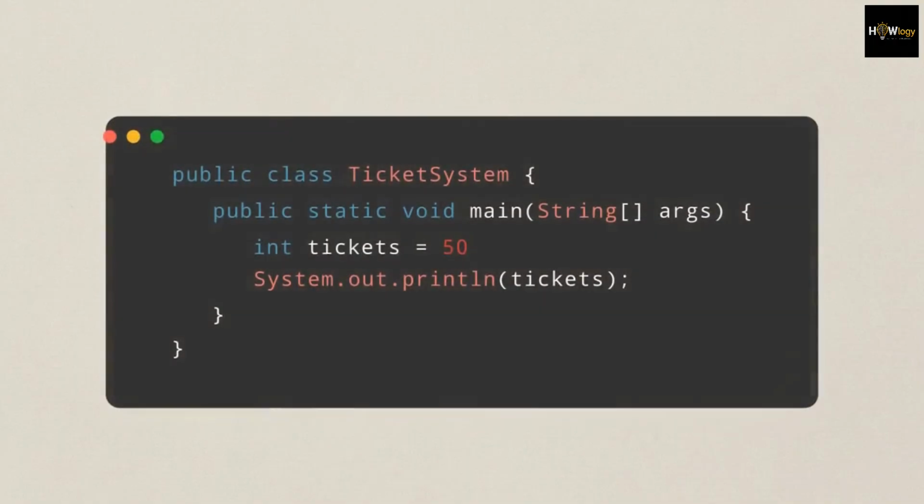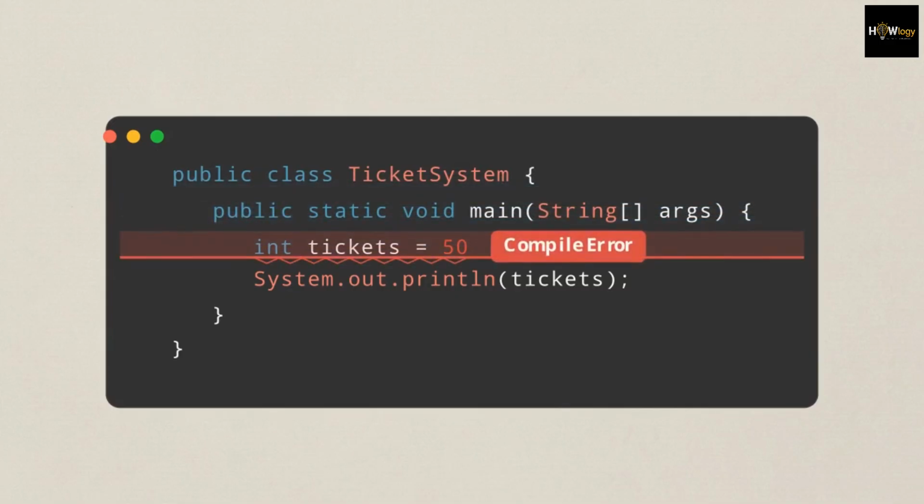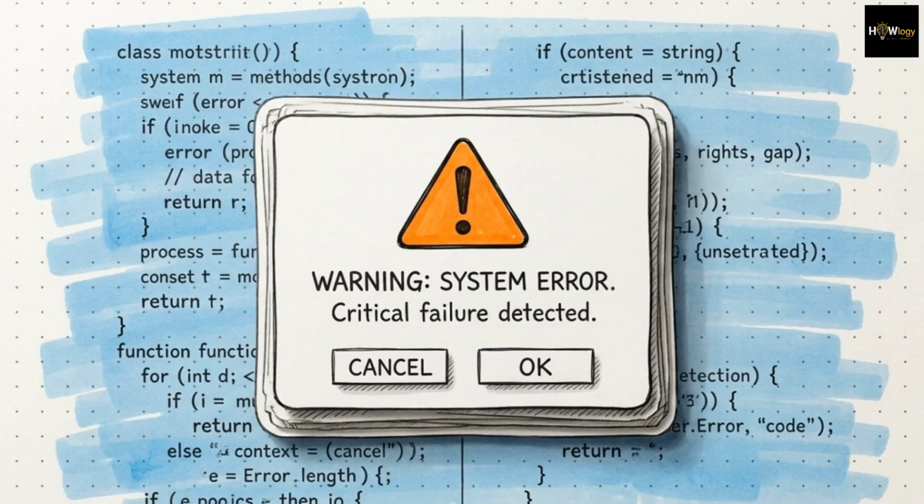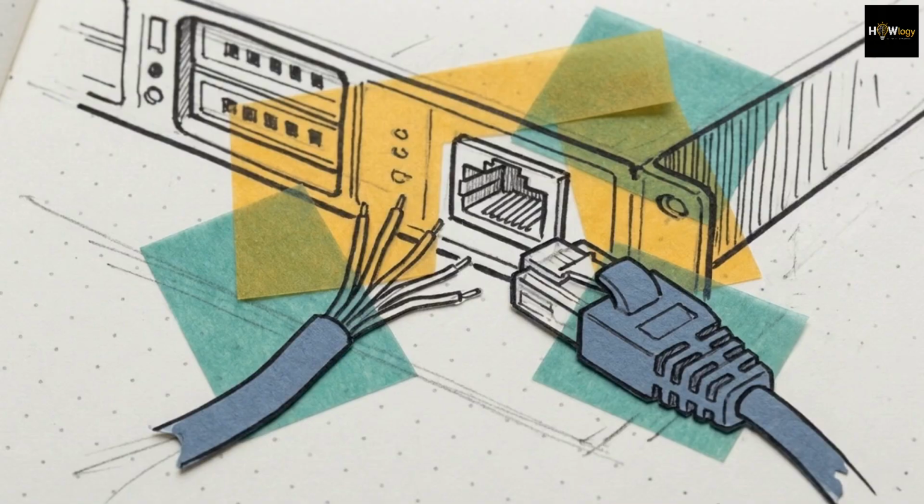The first layer of software defense is the Java compiler. It catches simple syntax mistakes, like a missing semicolon, before the program is even allowed to run. These are called compile errors, and they are easily fixed. The real danger lies in the runtime error. This happens when the syntax is perfect, but a chaotic real-world event, like a dropped internet connection, disrupts the system while the application is live.